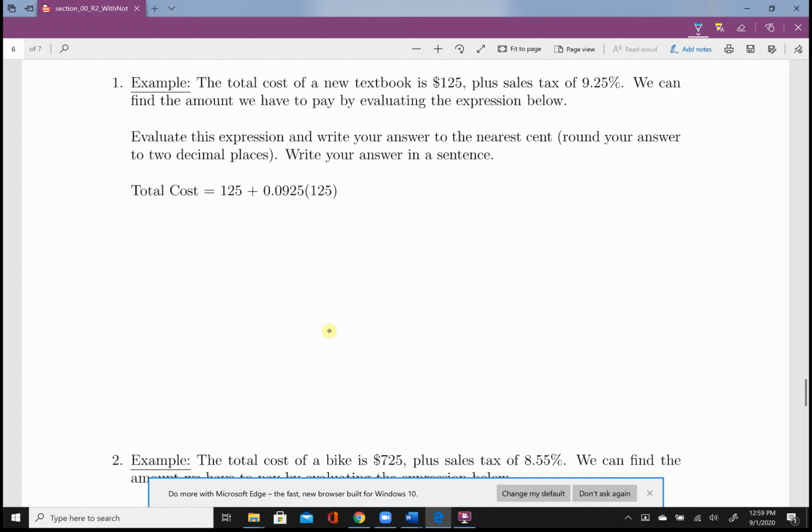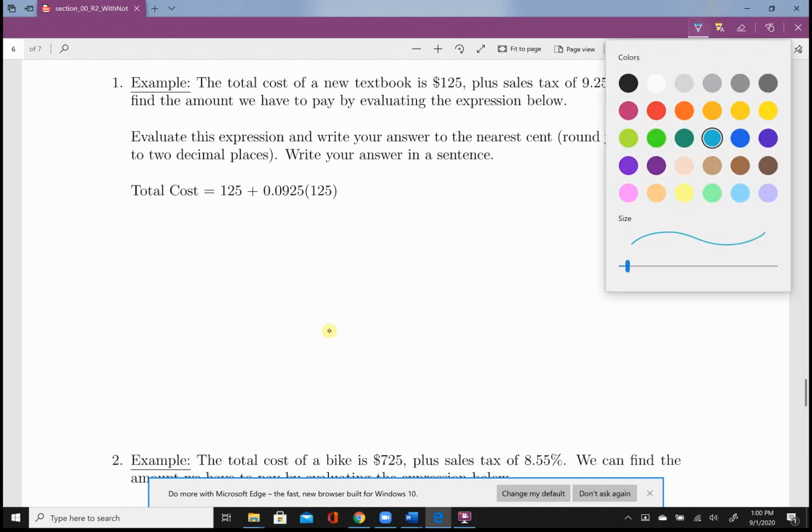But for all intents and purposes, let me just go ahead and show you what your final costs would be and the appropriate sentence that answers the question. So the example for this first one is as follows. The total cost of a new textbook is $125 plus sales tax of 9.25%. So notice that the 9.25% is coming to you in the form of a decimal.